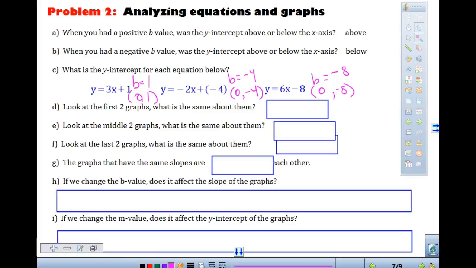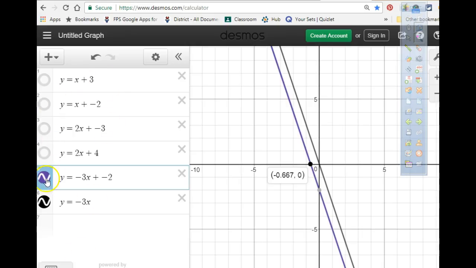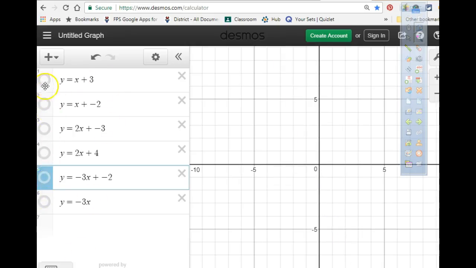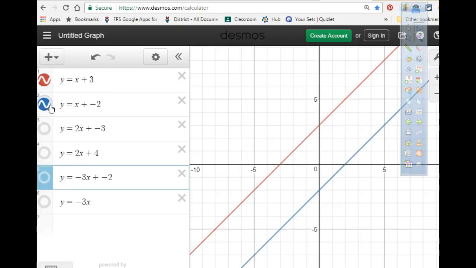Tanisha, this next one says, if we look at the first two graphs, what was the same about them? So I want everyone to go back to where you had your first two and only show the first two. Okay? And you might look at the first two. So by clicking on that, right, that shows it. What's the same? Tanisha. They both have what?